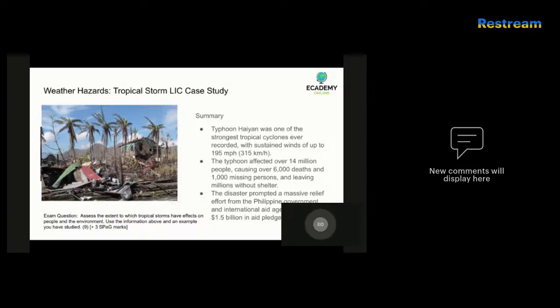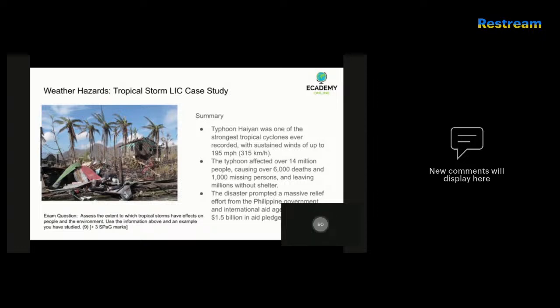So Typhoon Haiyan is or was one of the strongest cyclones that were ever recorded. It hit the Philippines on November the 8th, 2013, with sustained winds of up to 195 miles an hour. So that would be a category 5, and gusts up to 235 miles an hour. The typhoon affected over 14 million people and caused over 6,000 deaths, with another 1,000 people who were missing.